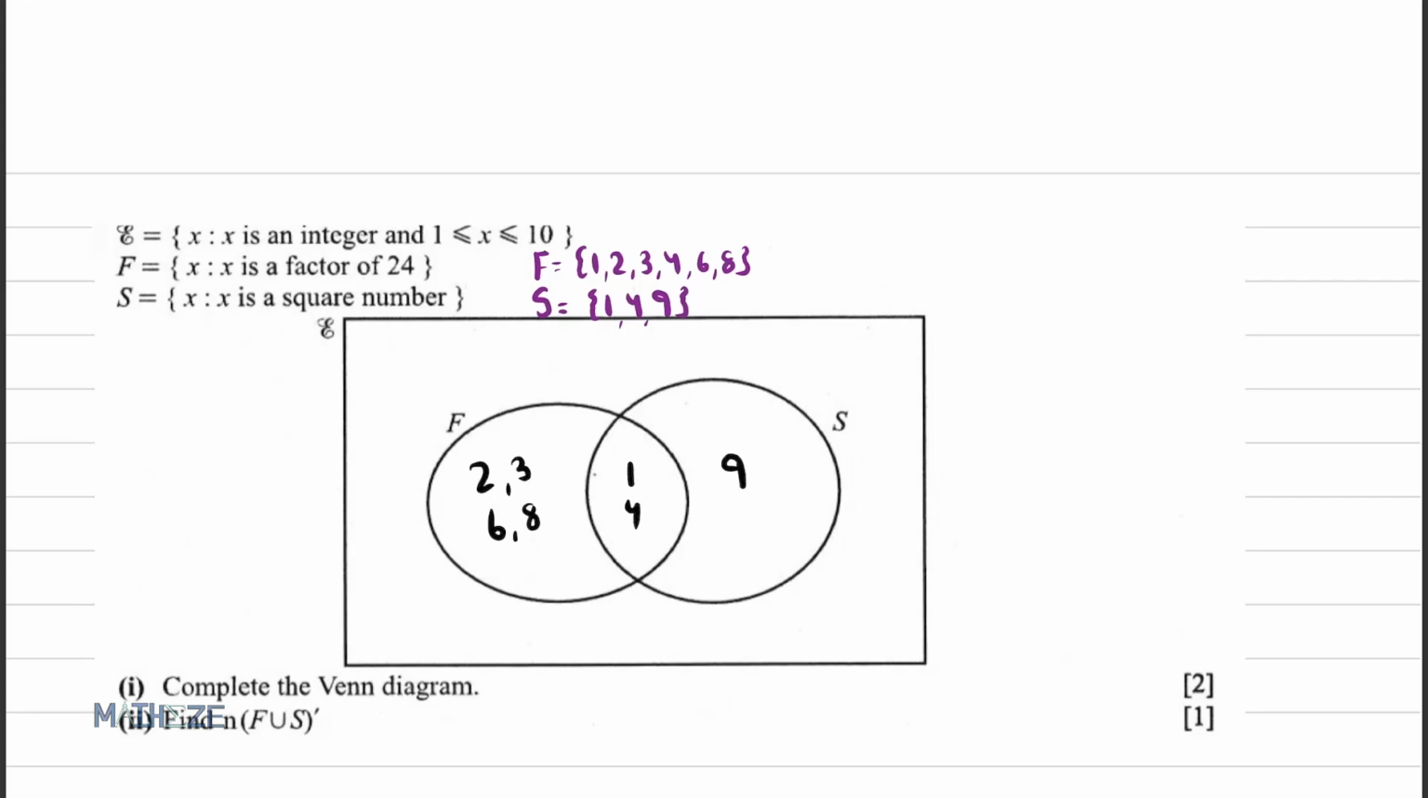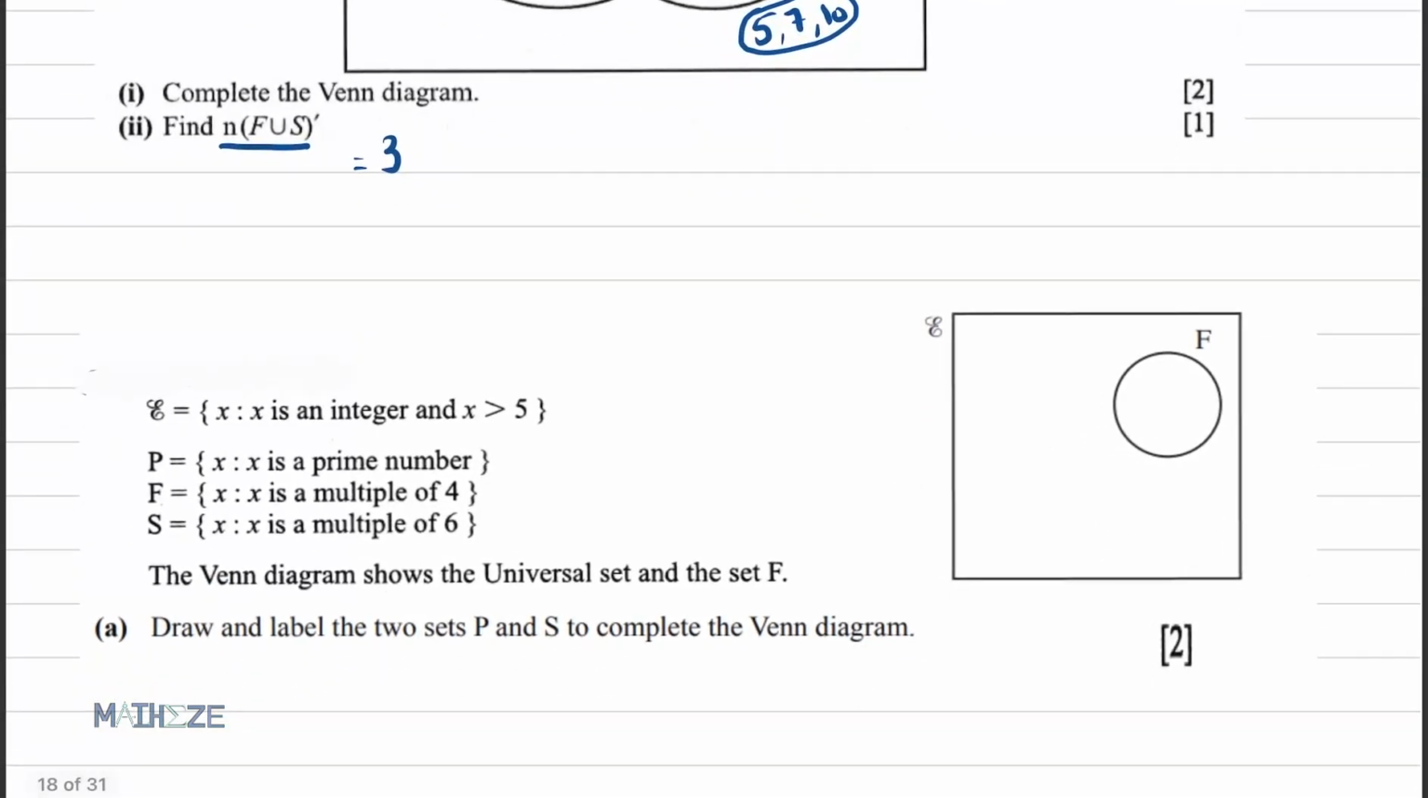Now, if you compare from universal set, what elements are missing? 5, 7 and 10. You are supposed to write n of F union S complement, which means all the area other than F and S. So how many elements are here? 5, 7 and 10. That means 3. So my answer will be 3. Got this, guys? Now the next question. It says P is a prime number.